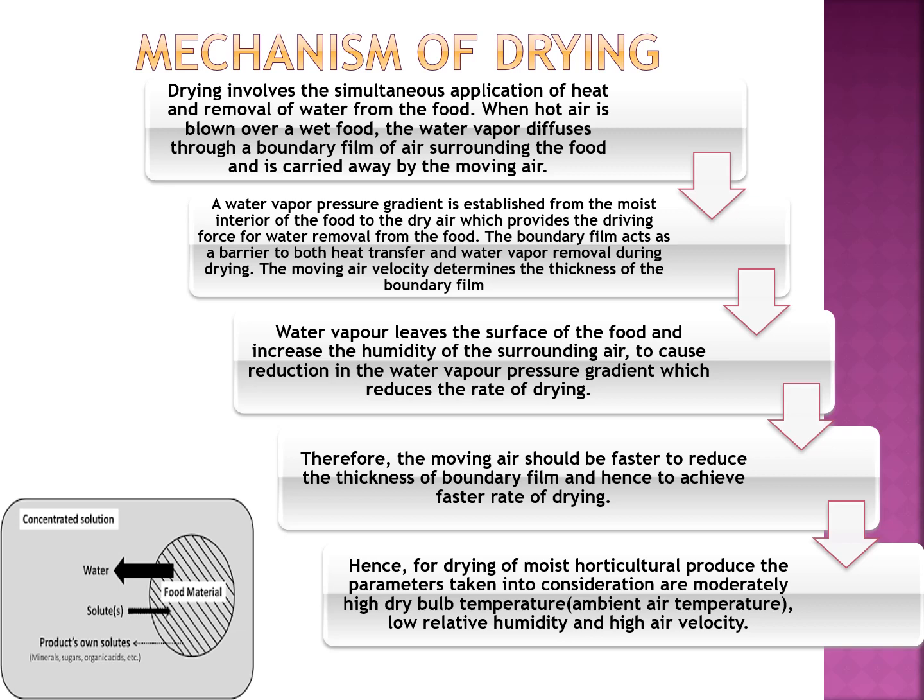So basically for the drying of moist horticultural produce, the parameters taken into consideration are moderately high bulb temperature, where the bulb temperature means the ambient air temperature which is present, low relative humidity and high air velocity.